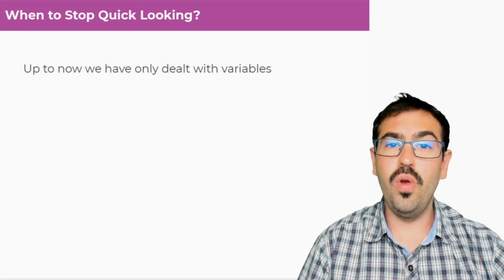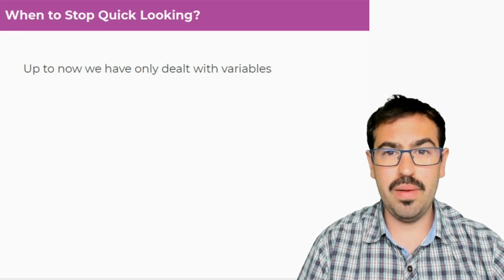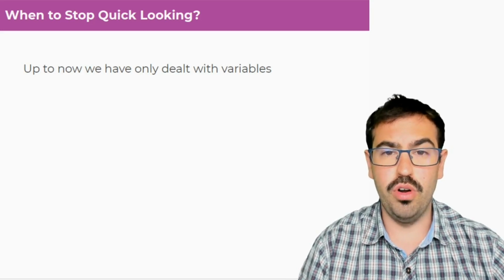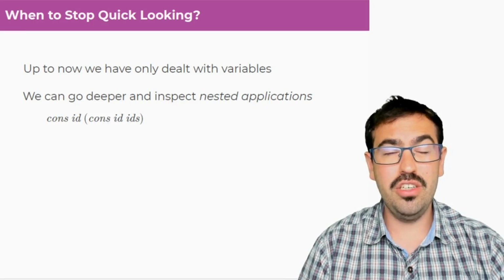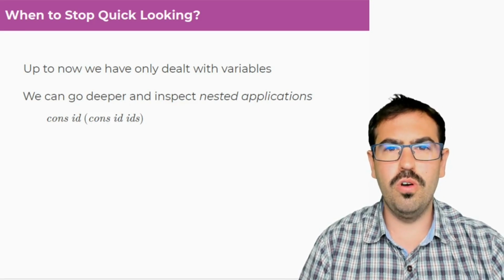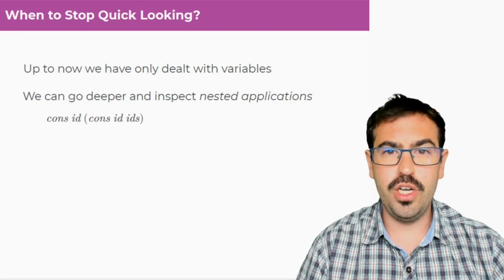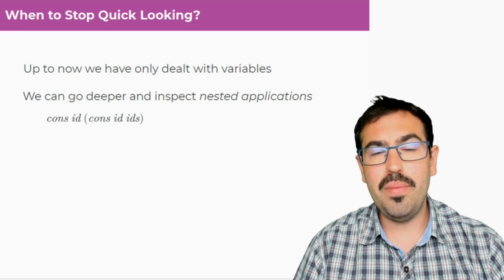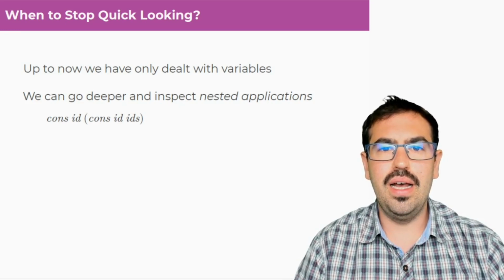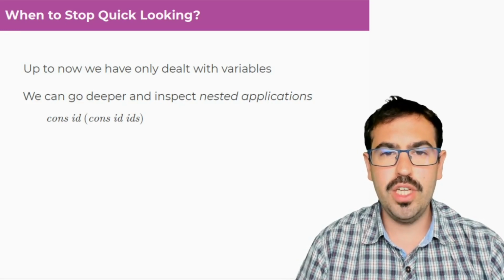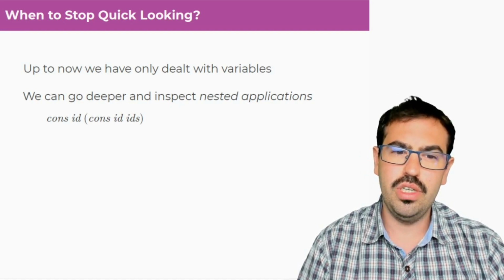Up to now, we've only dealt with variables. So everything was one application, and this application had arguments, but those arguments were all variables. We can actually go deeper and inspect nested applications. And if you think, for example, of this call, cons ID (cons ID IDs), in order for the topmost cons to be correctly instantiated, you need to go up to the IDs so that you learn that this should have a type of list of ∀a. a → a, and this will inform both cons. So you gain something by inspecting nested applications. But we do no more.